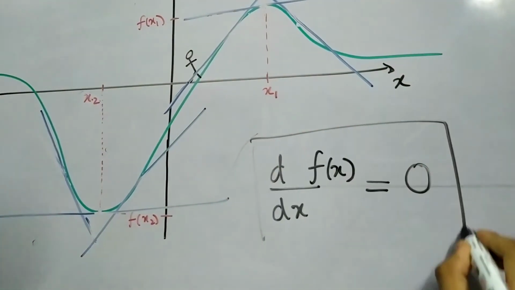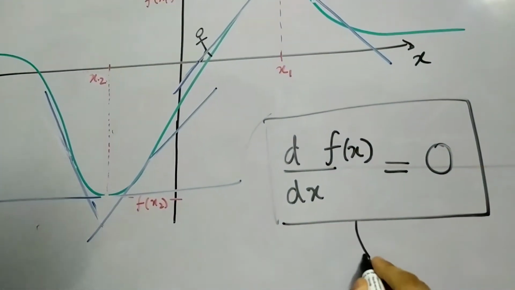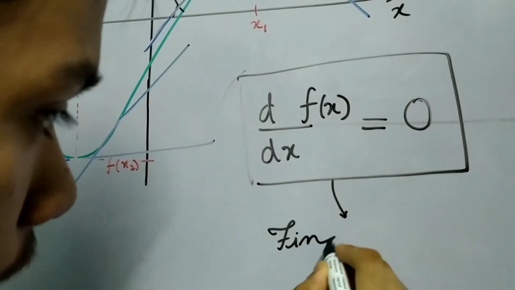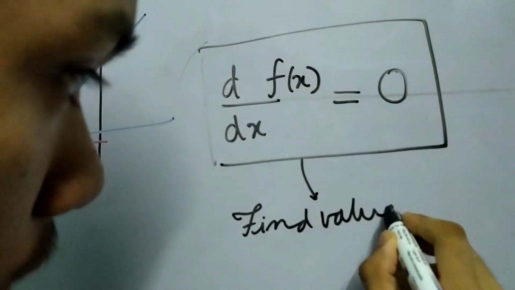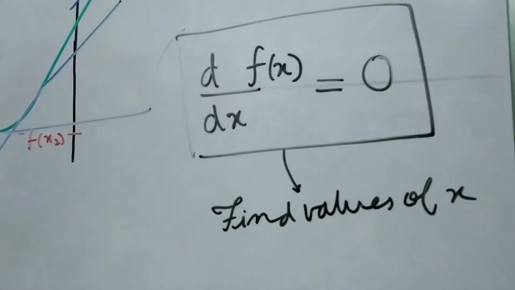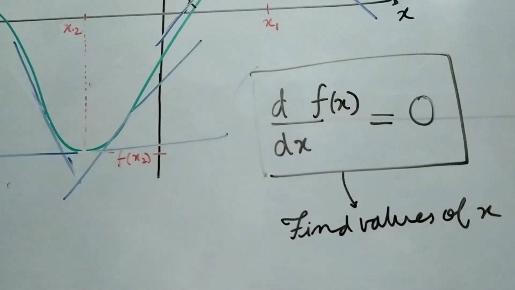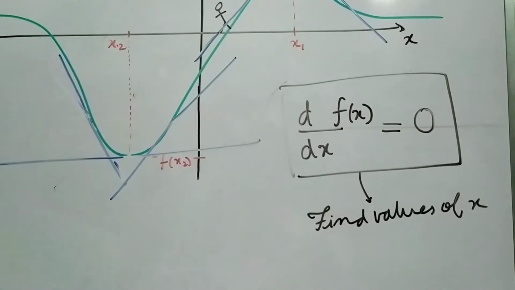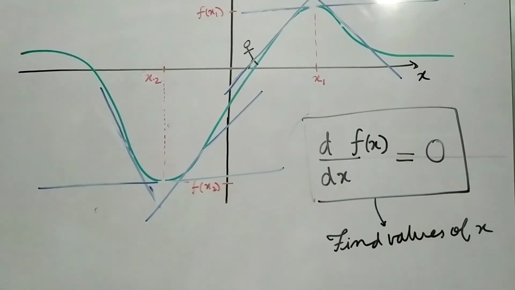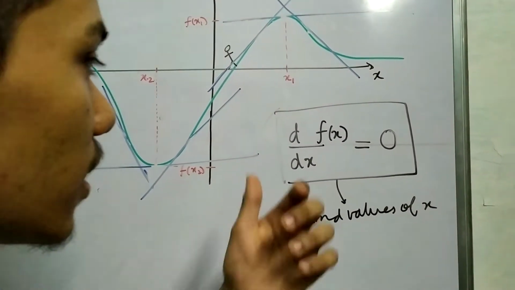And now we use this condition to find out values of x. So after this we find values of x, and we get some values, and you just put these values into f of x. But you are missing something here.